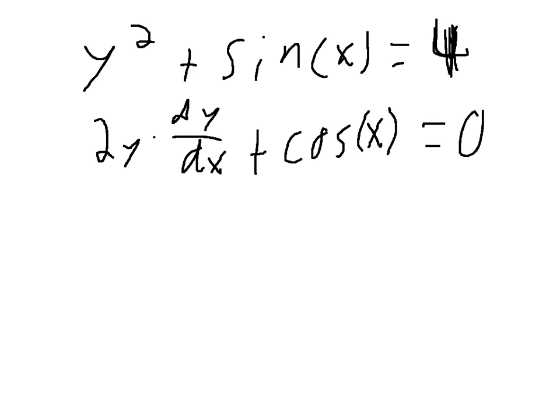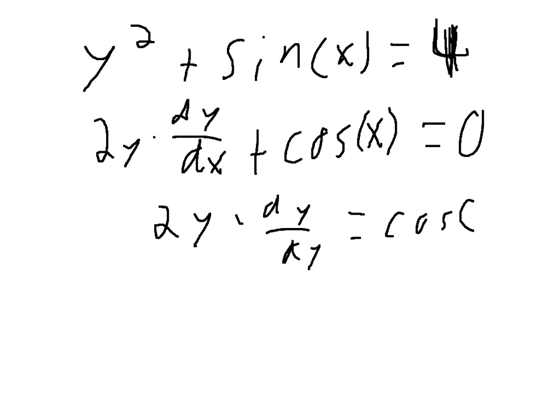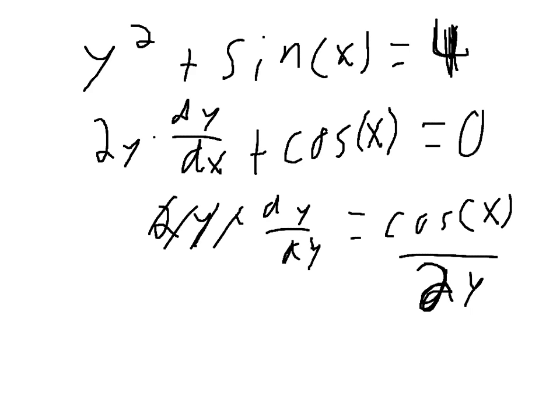So now that we're left with this, we can move cos to the other side, which will get us 2y dy dx equals cos of x. And then we're going to divide that by 2y, and that'll get rid of the 2y. So dy dx will equal cos of x over 2y.